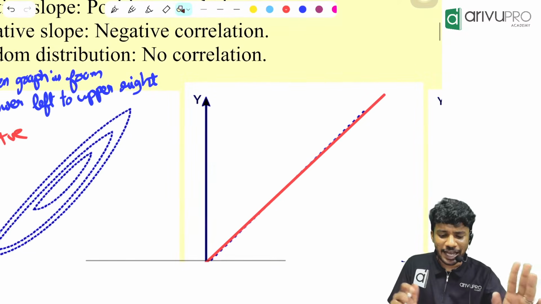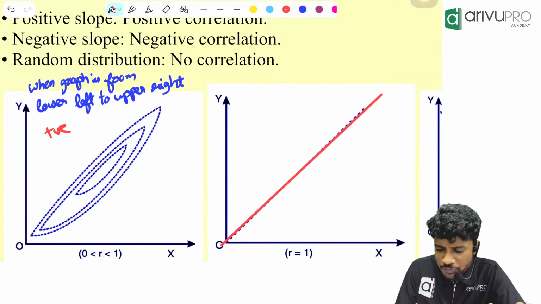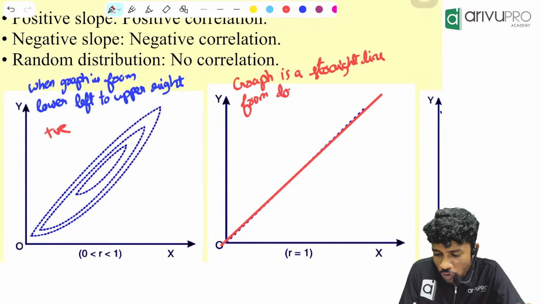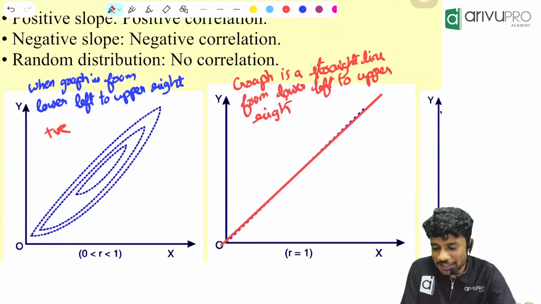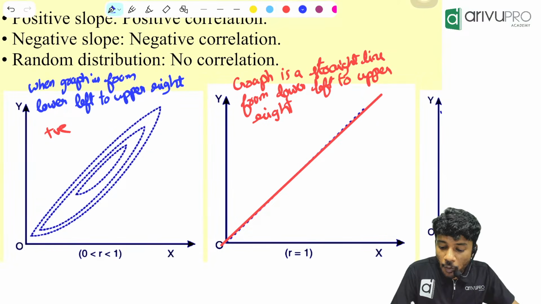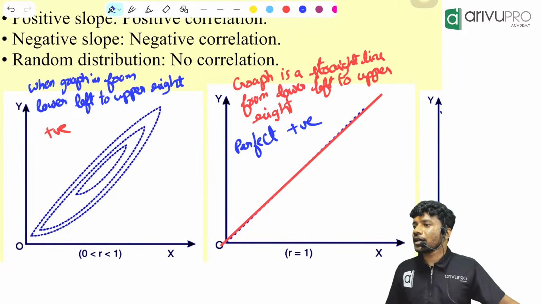Very, very easy. And these are old questions from the past. I am going to write: graph is a straight line from lower left to upper right. Okay. Whenever it is a straight line, we will call it what type of correlation, people? I will call it perfect positive. That is the second one.